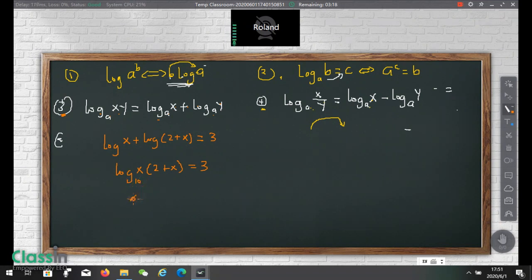So in this case, x times (2 plus x) will be equal to 10 to the power 3 when we apply law 2. A will carry c, so 10 will carry 3. And x squared plus 2x, when we open the bracket, will be equal to 10 to the power 3. Of course, we can solve this quadratic equation just like before.